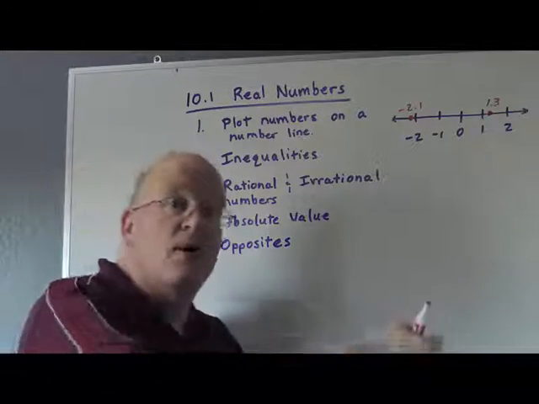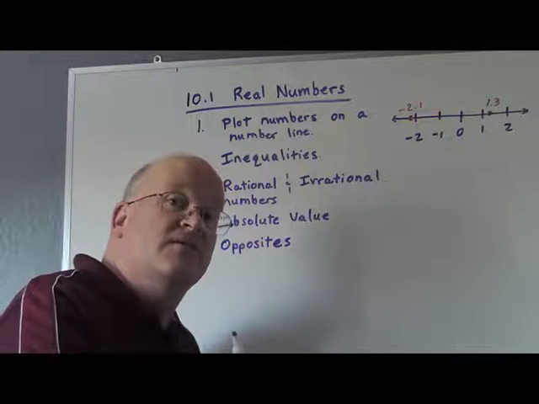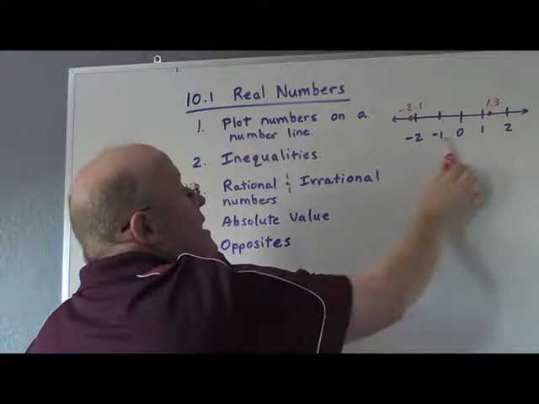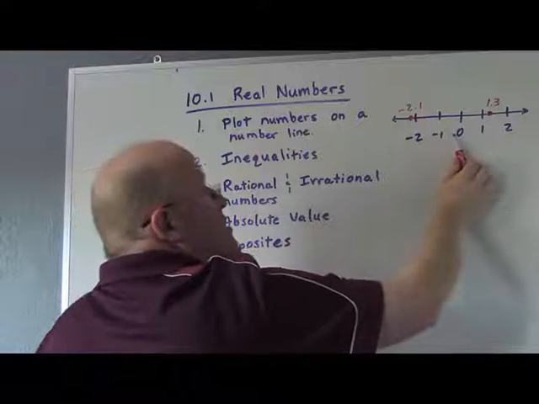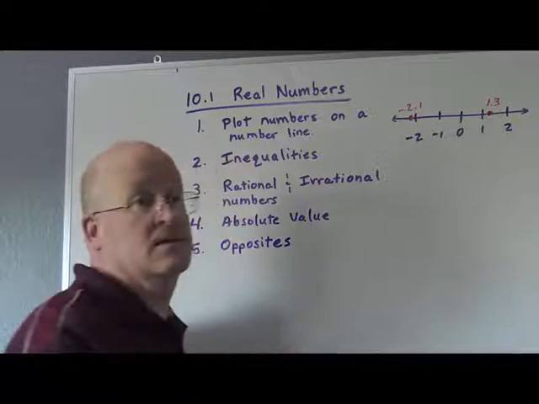Notice how negative 2.1 is to the left of negative 2, and that the numbers on the negative number line go in the other direction compared to what they do on the right-hand side.